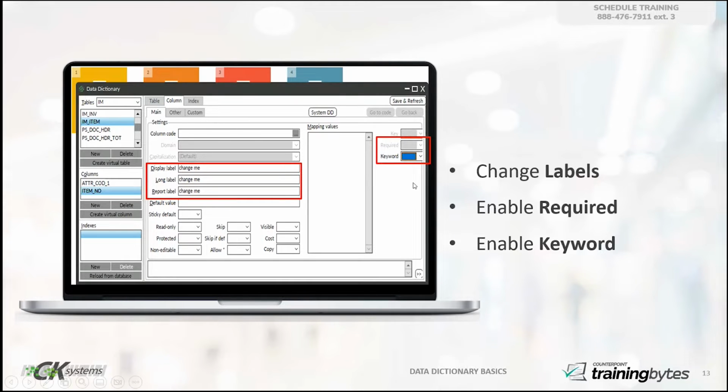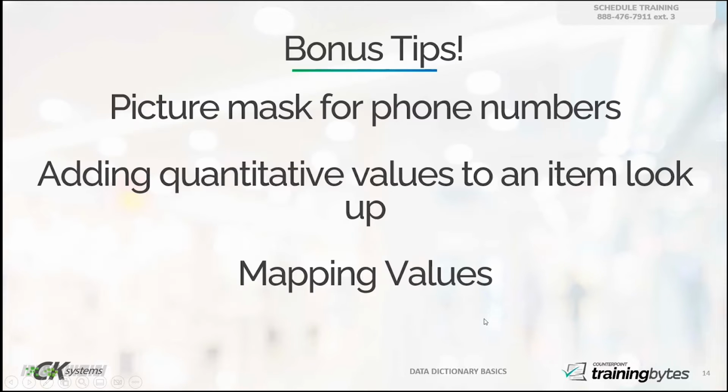Now over on the right, if I have a column that I want to make required or keyword searchable, I could use these drop downs. Now I'm going to show you some bonus tips today outside of changing your labels, making fields required, or making it keyword searchable. I'm going to show you how to do a picture mask for phone numbers.